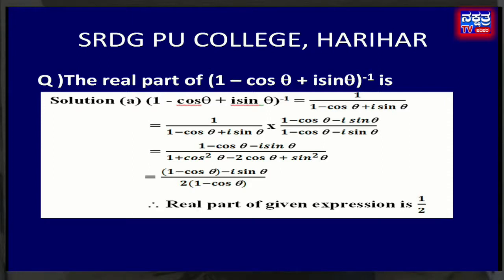(1 minus cos theta plus i sin theta) whole power minus 1 means 1 by (1 minus cos theta plus i sin theta). This one we have to rationalize, multiplied with its conjugate, that is 1 minus cos theta minus i sin theta by 1 minus cos theta minus i sin theta. Then finally we are getting (1 minus cos theta minus i sin theta) by 2 into (1 minus cos theta). Then the real part of the given expression is 1 by 2.